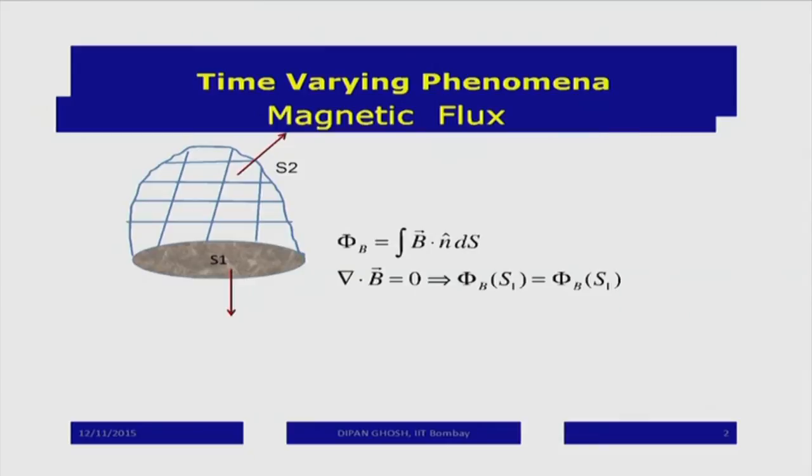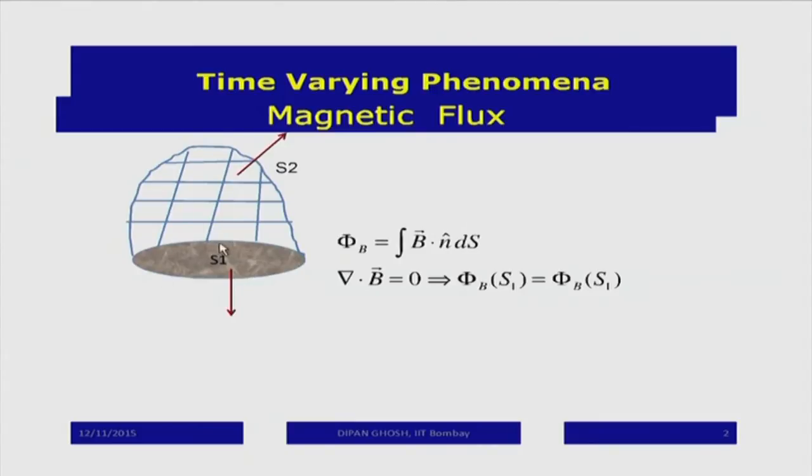So, I am now going to be talking about time varying phenomena. We have already defined the magnetic flux. See, the picture I am giving you here is interesting. I have given you what can be looked upon as a fisherman's net. The fisherman's net is like this: there is a rim here and over that there is a net. Now, the flux over the curved surface is B dot N dS, where B is the magnetic field on this, and of course, N, as we have been talking about, is an outward normal.